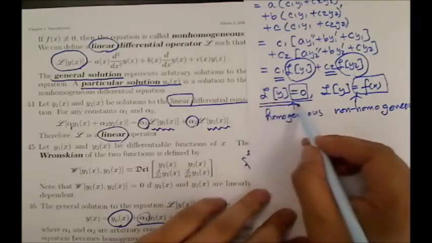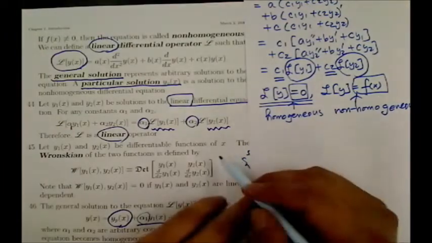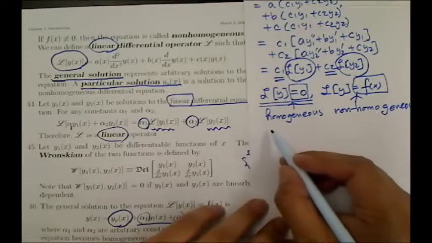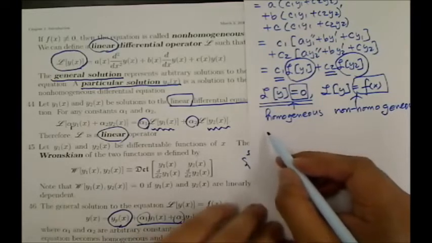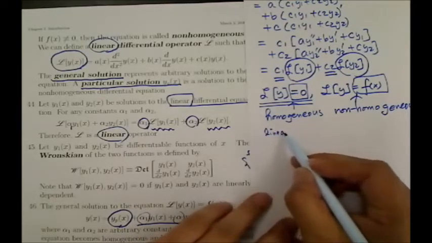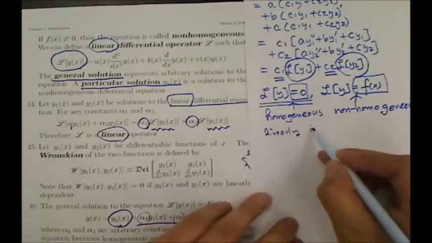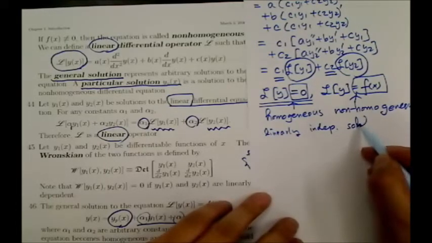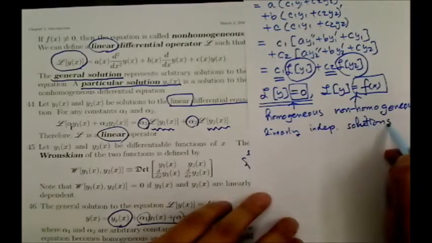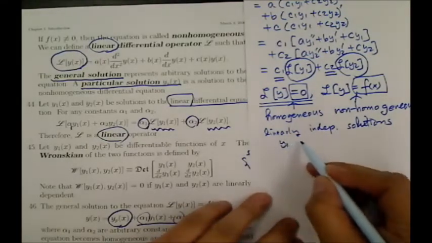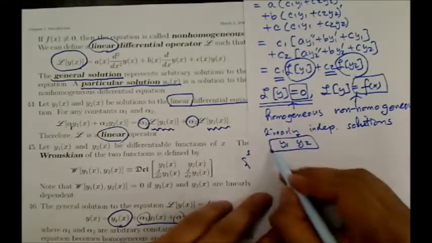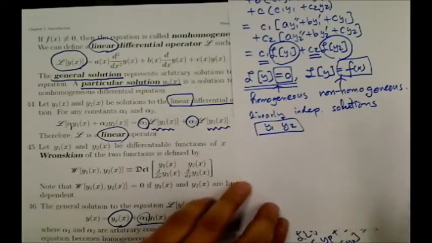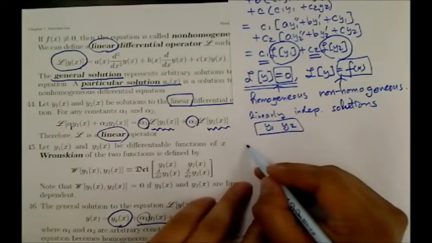First of all, a second order linear differential equation may have two different linearly independent solutions, y1 and y2. We would say they are linearly independent if they satisfy this relation.